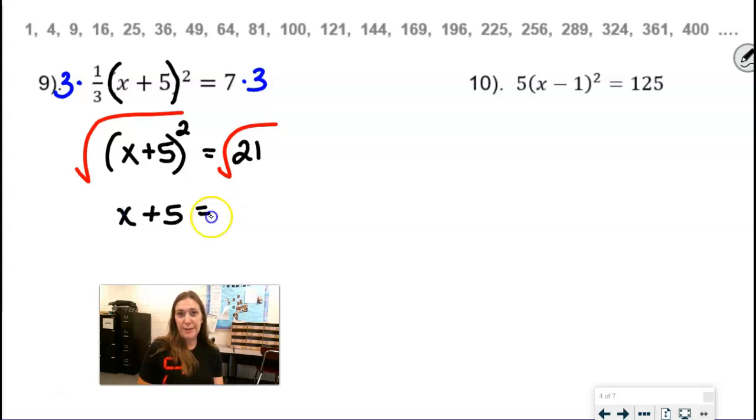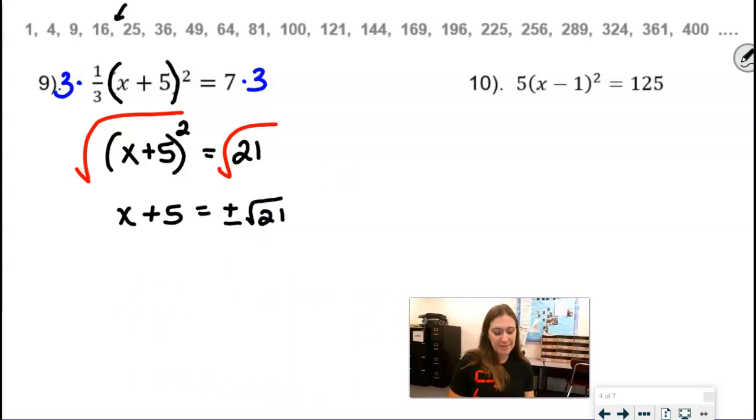And then because I tend to forget this, I'm going to put down a plus or minus right now. And then I think about 21. Well, 21, not in the list, and none of these divide into 21. They're not factors of 21. So we're just going to leave this as the square root of 21. So only one more step left because you still want to solve for x. You just got to subtract 5 over.